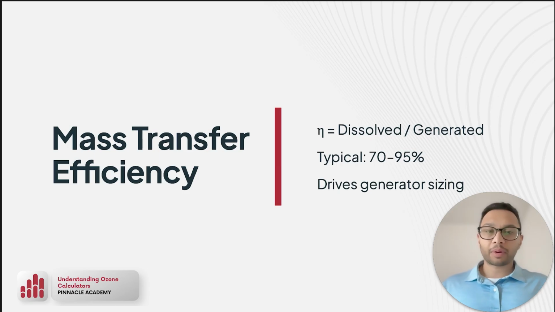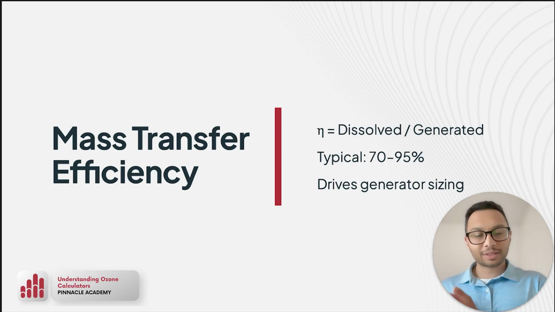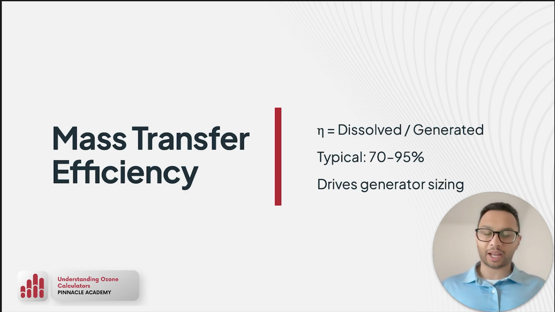Now let's talk about one of the most important points of designing an ozone system. It's most often misunderstood. This is the mass transfer efficiency, known as eta. Eta is the dissolved ozone divided by the generated ozone. Typical systems operate between 20 to 95% efficiency, but this depends highly on injection method, mixing conditions, contact time, and most important, the water quality.